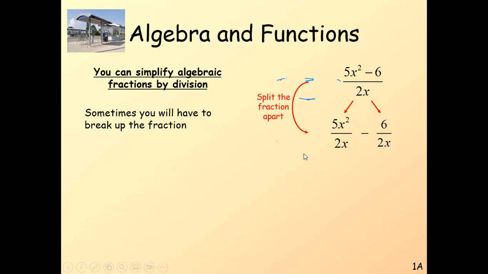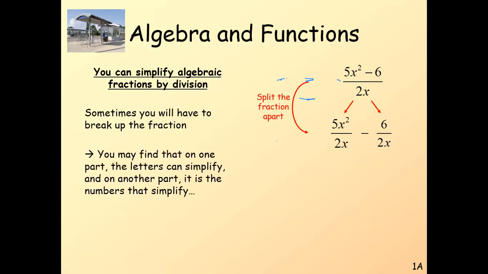After that, you already know how to simplify this. You can cut the x squared with x, and you are left with 5x by 2. And simply, 6 is in the table of 2, so you are left with minus 3 by x. So that is just a simple case.